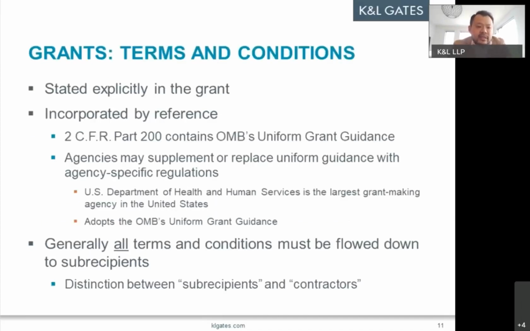And so these are what we call the uniform grant guidance, and as its name indicates, this is guidance. These regulations are not self-implementing. It is up to each individual awarding agency to actually adopt parts or all of the uniform guidance that's set forth in 2 CFR Part 200. And for the most part, every awarding agency has pretty much adopted the 2 CFR Part 200 guidance entirely.